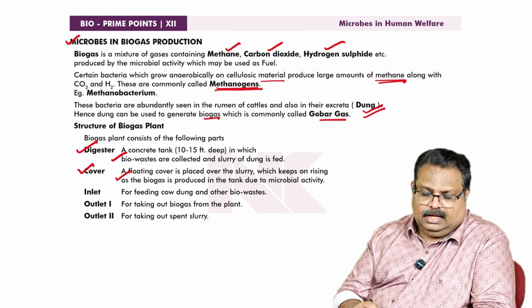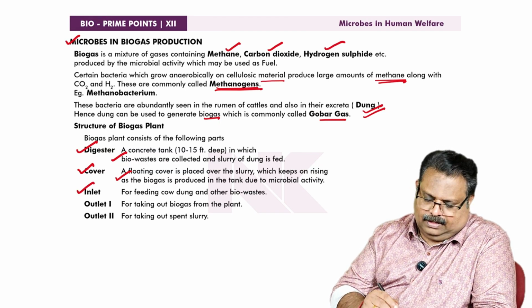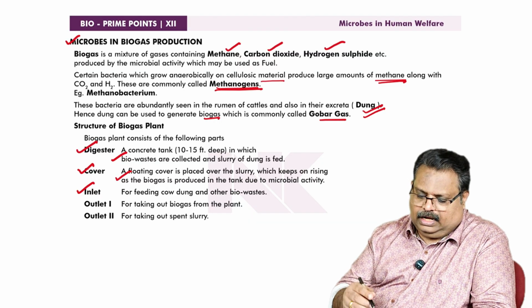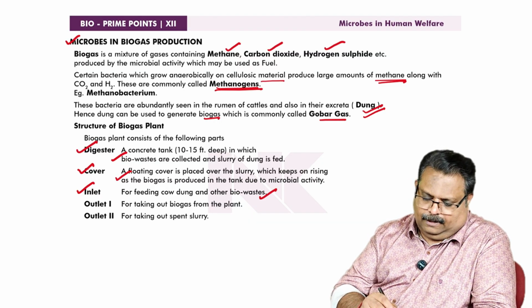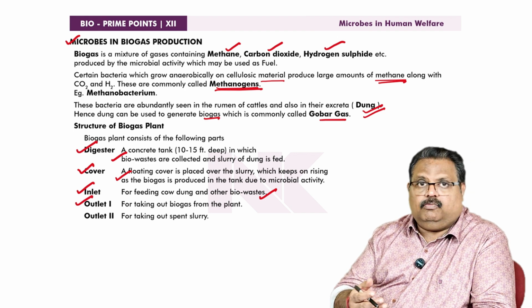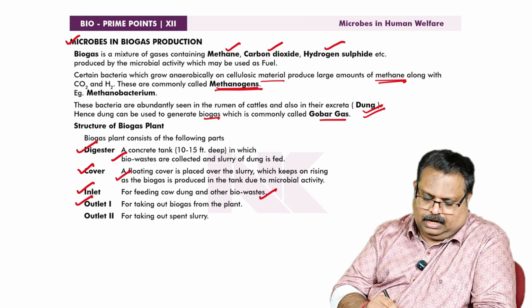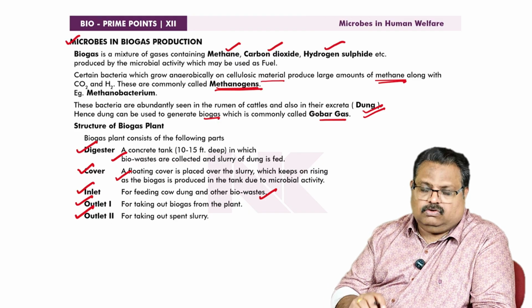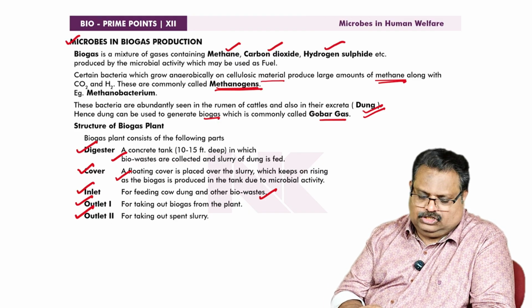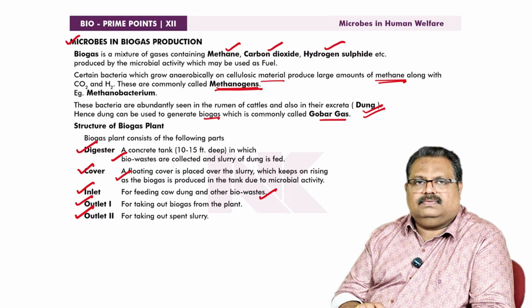Then it has an inlet. An inlet tank is there for feeding cow dung and other bio-waste. And 2 outlets are there. Outlet number 1 for taking out biogas, it is a pipe. Then outlet 2, it is a tank for taking out spent slurry. So 5 components are there: the digester, a floating cover or lid, 1 inlet, 2 outlets.